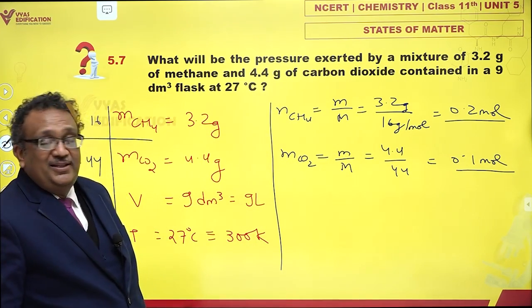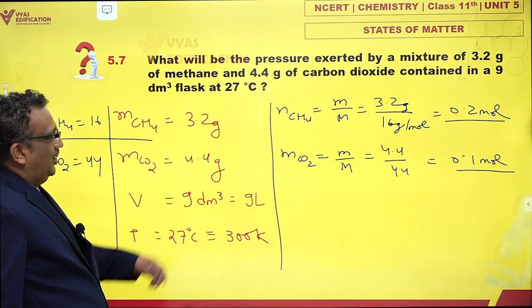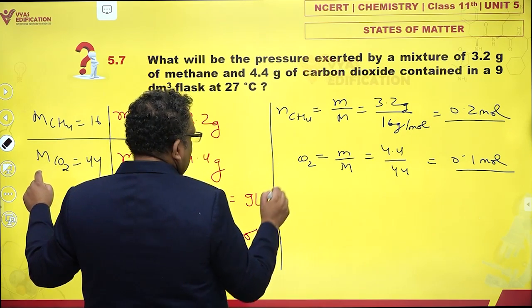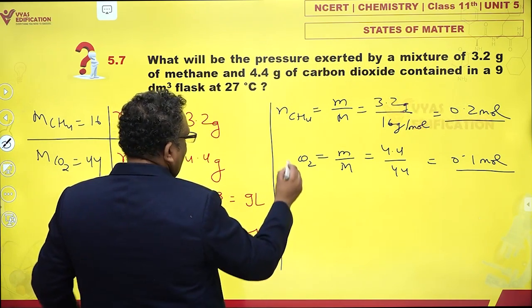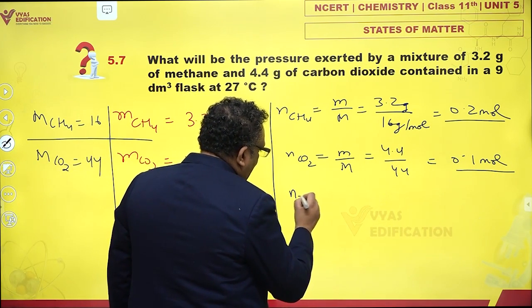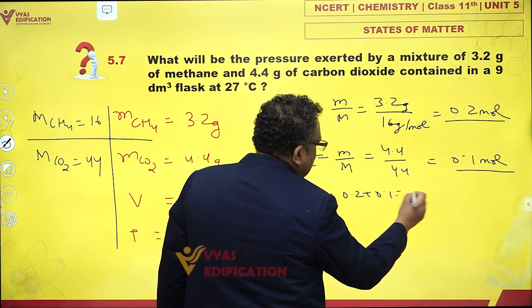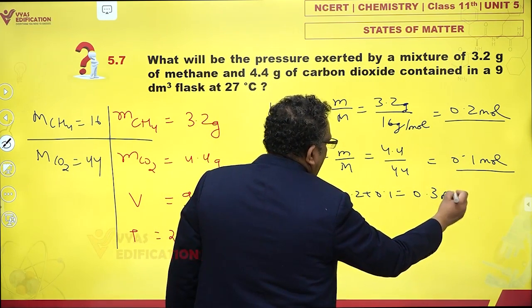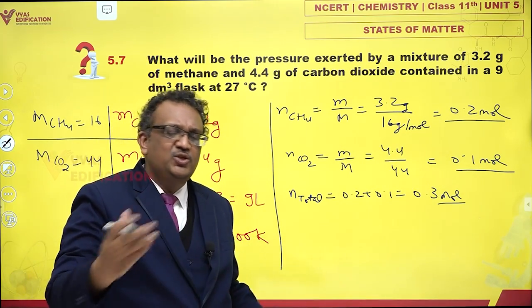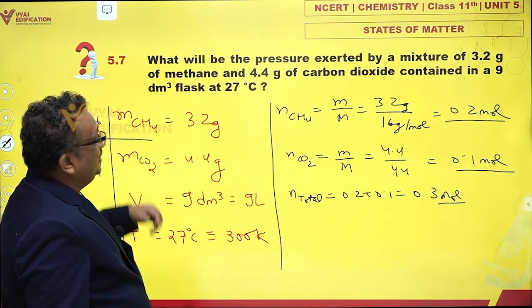So you have moles of methane and moles of carbon dioxide. Sorry, this is moles, not mass. These are moles. Perfect. Now, once you have moles, the total n is 0.2 plus 0.1, which is 0.3 moles. So I have 0.3 moles of gases. It doesn't matter what is the nature of those gases, methane, CO2, nobody cares. I have 0.3 moles of gas, and I'm supposed to find the pressure.